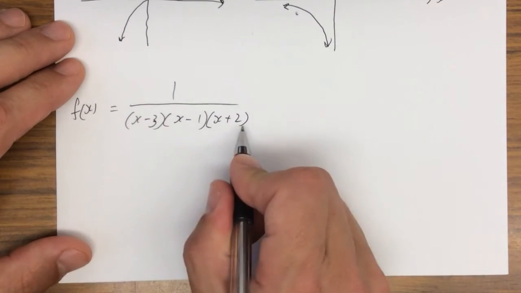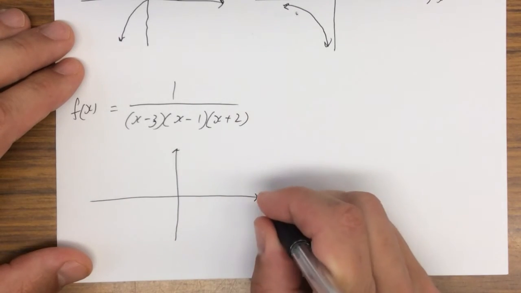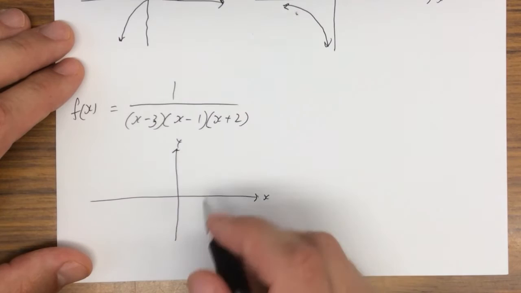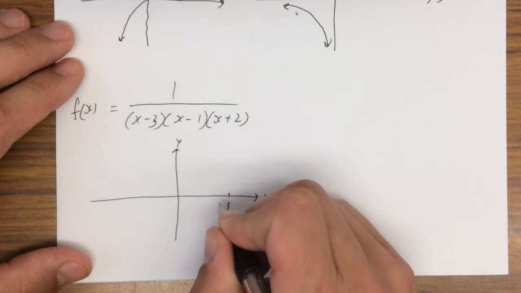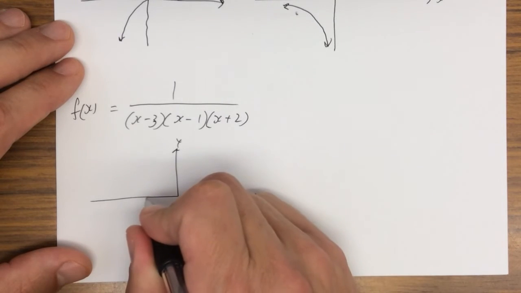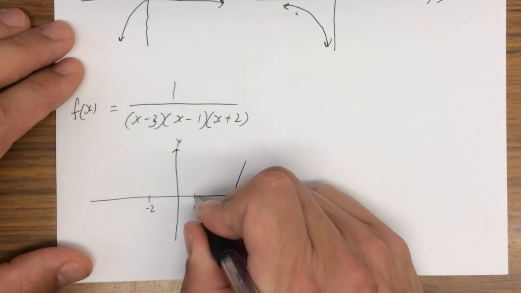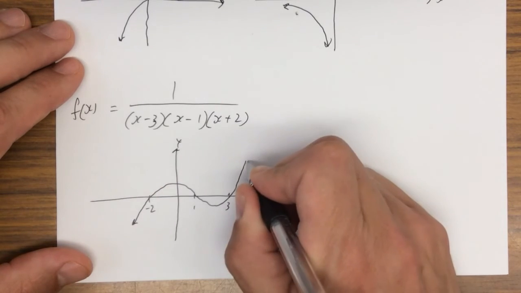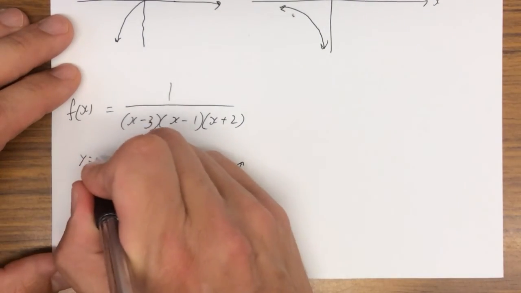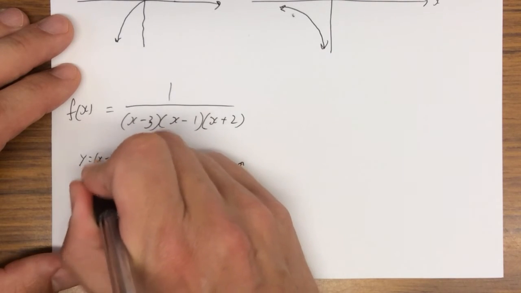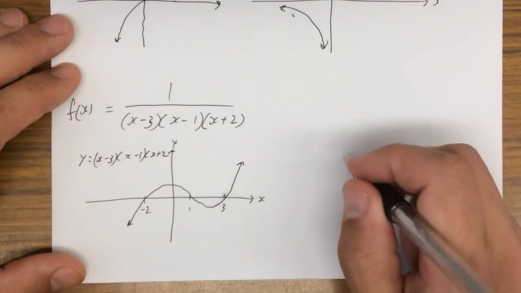Well, if you graphed this, then you'd end up with 3 zeros. So at 3, at 1, and at negative 2. And when you graph that, it's going to look like this. Now, doing the reciprocal, 1 over that, so that's y equals x minus 3, x minus 1, x plus 2. Now the reciprocal of this one.